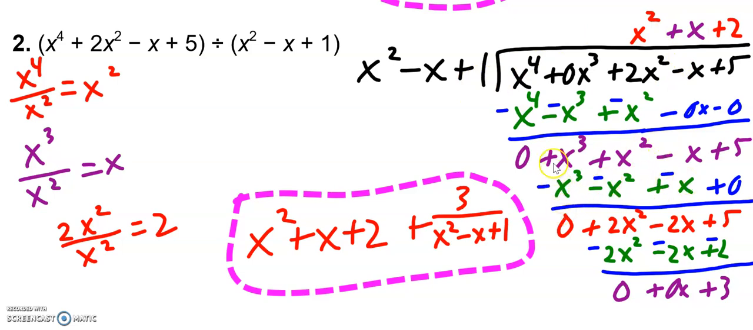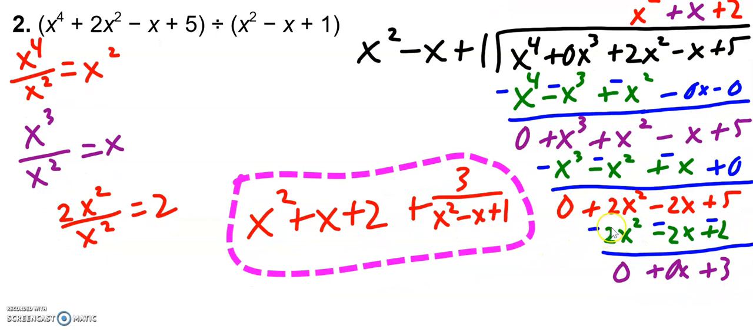Now I subtract in blue. X to the third minus x to the third is 0, which is good. It should go away. X squared minus negative x squared is actually 2x squared, because remember this becomes addition. So x squared plus x squared is 2x squared. Negative x minus x is negative 2x. I can think of this as negative x plus negative x, so negative 2x. And 5 plus or minus 0 is 5.